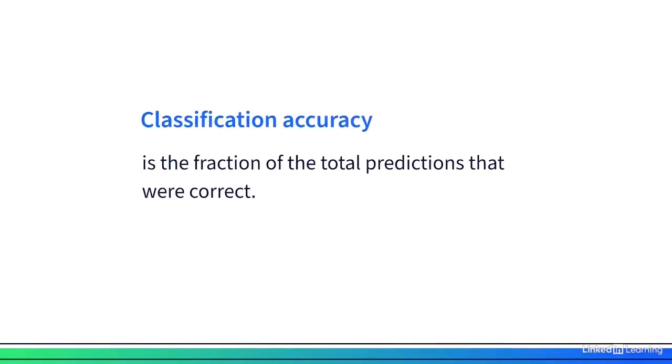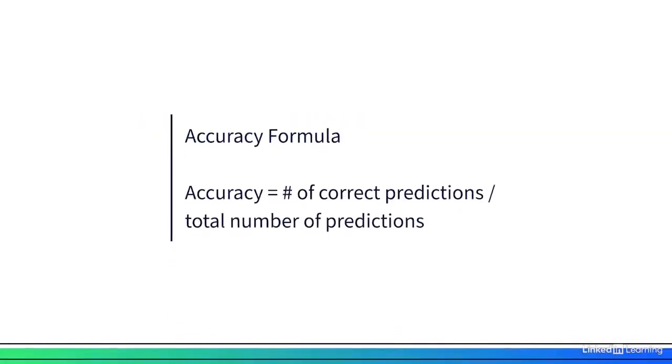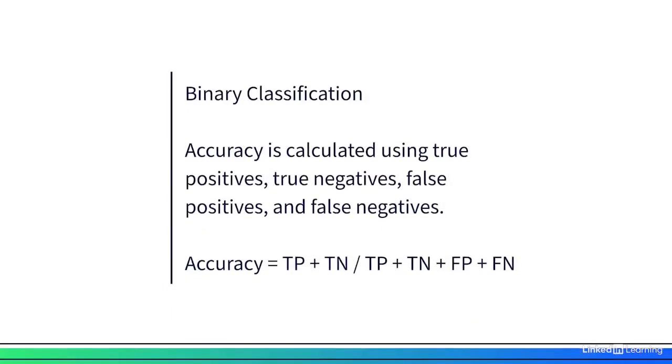Accuracy, also known as classification accuracy, indicates the prediction capabilities of your model, or the fraction of the total predictions that were correct. The formula for accuracy is simple. Accuracy equals the number of correct predictions divided by the total number of predictions. For binary classification, accuracy is also calculated using true positives, true negatives, false positives, and false negatives. The formula is accuracy equals true positive plus true negative divided by true positive plus true negative plus false positive plus false negative.